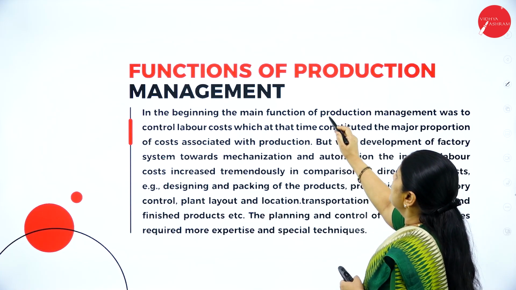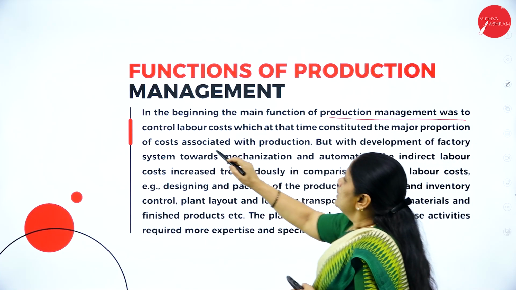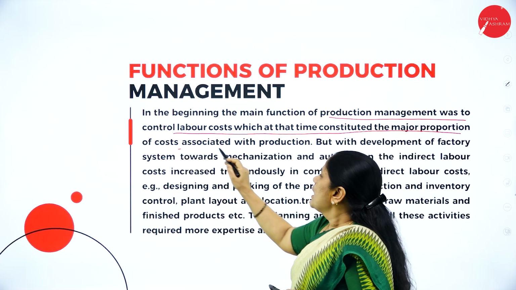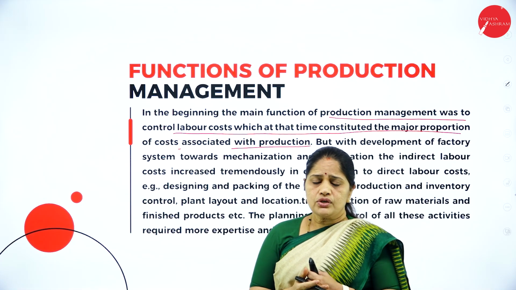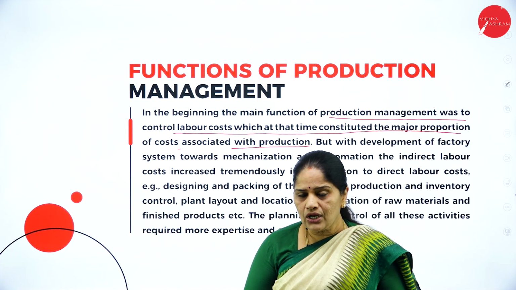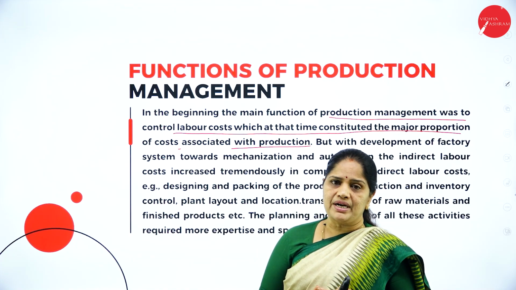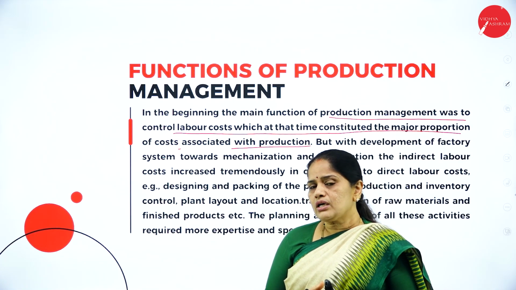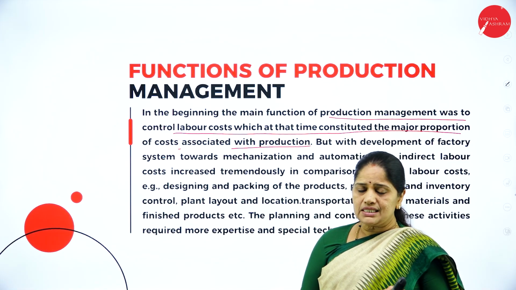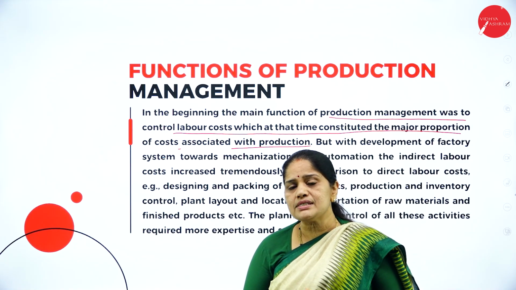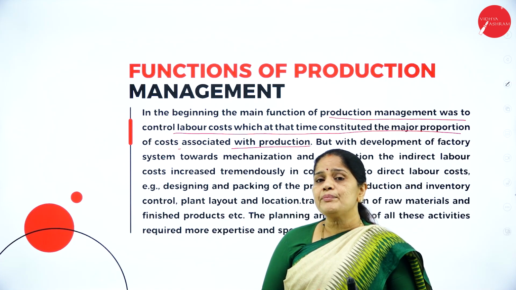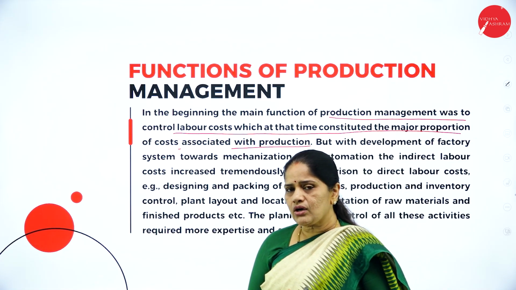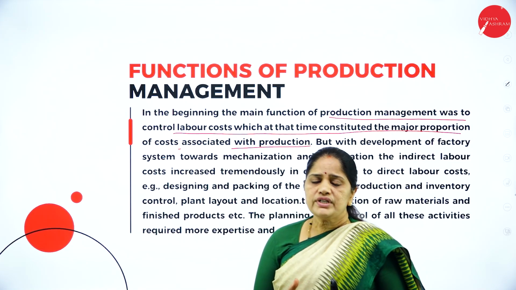In the beginning, the main function of production management was to control labor costs, which at that time constituted the major proportion of costs associated with production. So in the beginning, when production started on a large scale, the main aim of management was to curtail the labor cost. So why curtail the labor cost? They thought that whatever they were paying to the laborers was a liability. It was a major expenditure to the company. And as such, they wanted to save on the labor cost by including machines which could run without much labor.